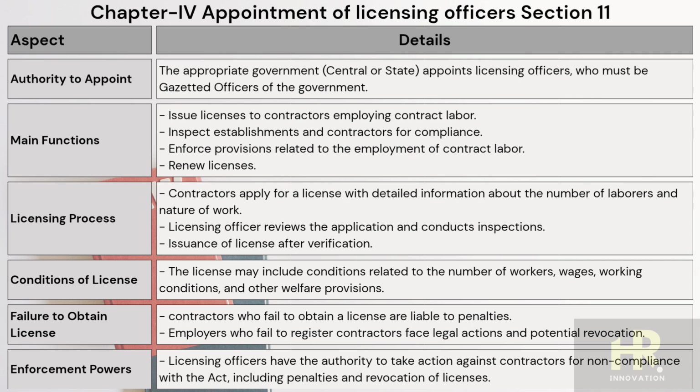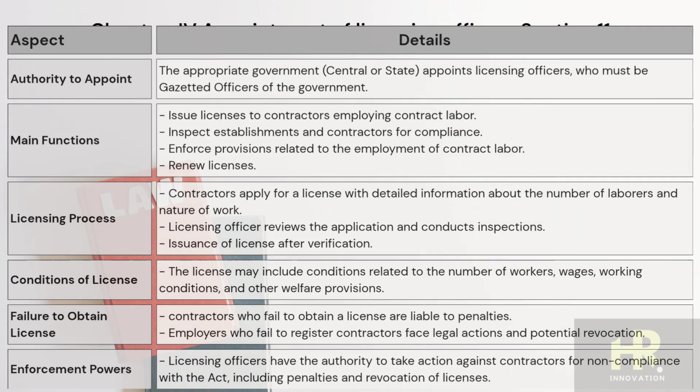Step 5. If a contractor doesn't get a license, they can face penalties. Also, the employer who hires them can face legal action, and their registration may be cancelled. Step 6. Licensing officers have the power to take strict action, impose fines, or cancel the contractor's license if the rules are broken. So, Section 11 helps regulate contract labor properly through a strict licensing process.